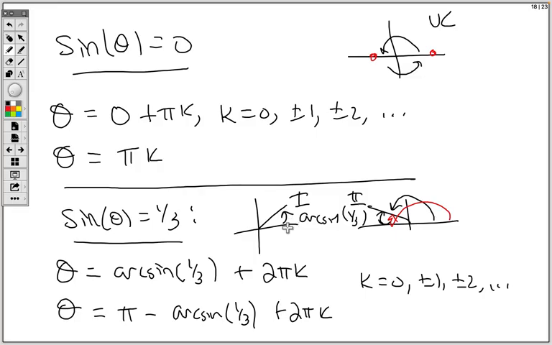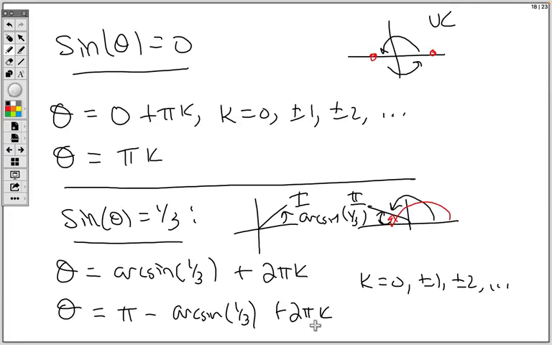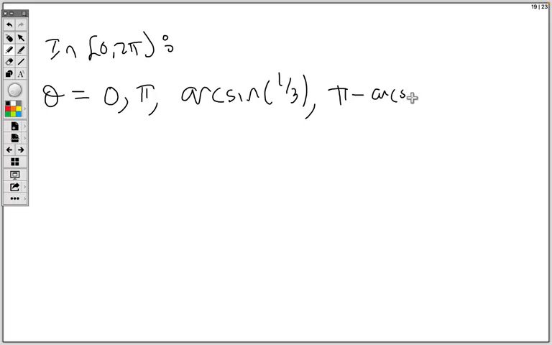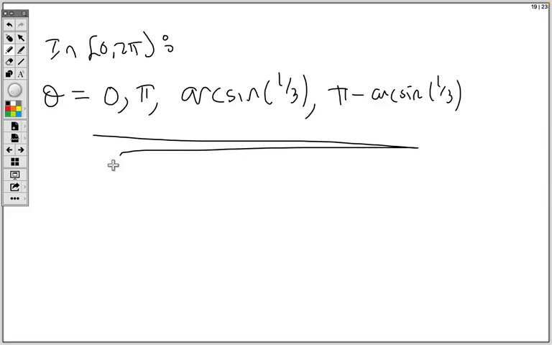From the second family, I get arc sine of 1/3. If I add 2 pi when k is 1, I'd be over 2 pi. If I let k be negative 1, I'd be less than 0. So we just get the one solution here, arc sine of 1/3. And last but not least, from the third family, I get pi minus arc sine of 1/3. Once again, if I added 2 pi to this, I'd be more than 2 pi. If I subtracted 2 pi, I'd be under 0. And so these represent our 4 solutions which lie between 0 and 2 pi.